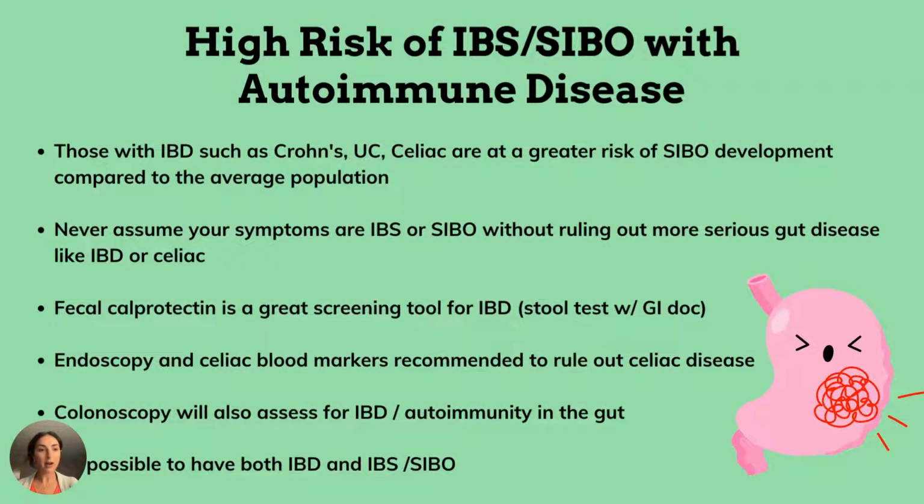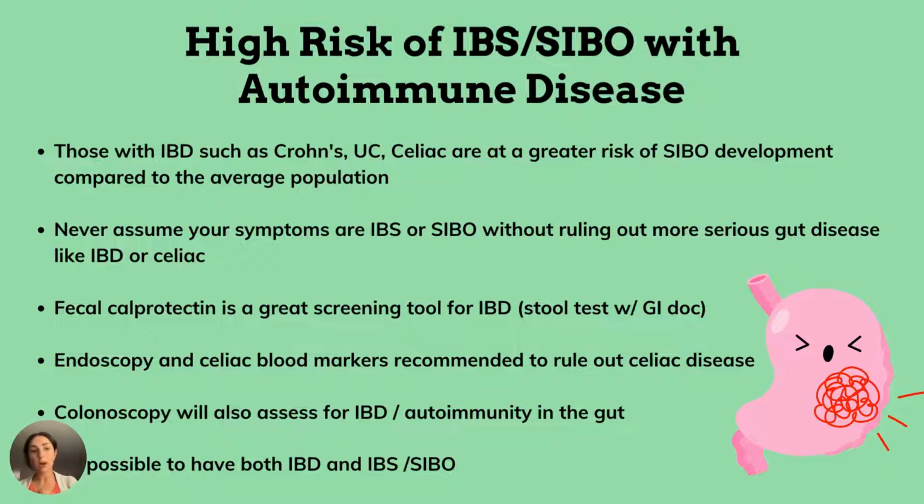And I just wanted to touch on the higher risk of IBS and SIBO for those of you who have an autoimmune disease like celiac, Crohn's, ulcerative colitis. There is a greater risk for IBS and SIBO, bacterial overgrowth in the small intestine and the large intestine, when you have an autoimmune issue. And I just wanted to point out as well, because I've seen this before, where someone can go undiagnosed for many years, let's say they have celiac or Crohn's, and all that time they thought it was IBS or SIBO. So you always want to rule out more serious gut disease like IBD or celiac. You never want to just assume you have IBS. So going to a GI doctor is always recommended to rule out more serious disease.